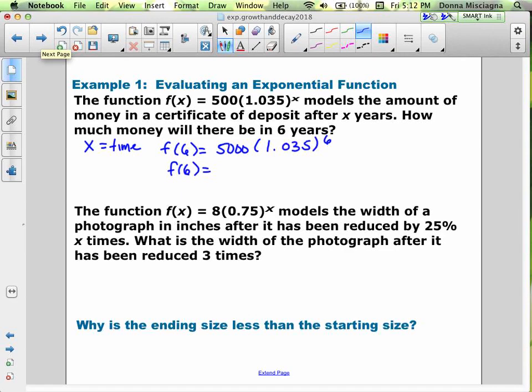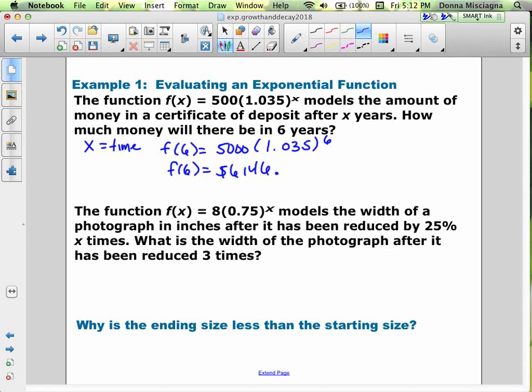And if you don't have a calculator, well, you're going to need a calculator because you're not going to want to do this. So 1.035 raised to the 6th power times 5,000. Now, I could have typed in 5,000, but I have a tendency to look at the base first. So it would be $6,146.